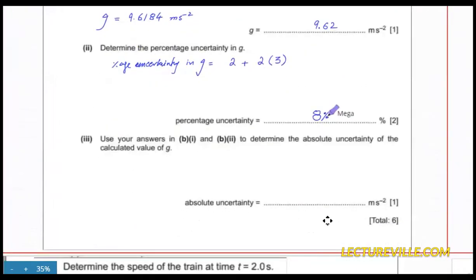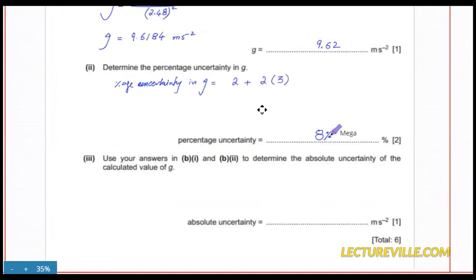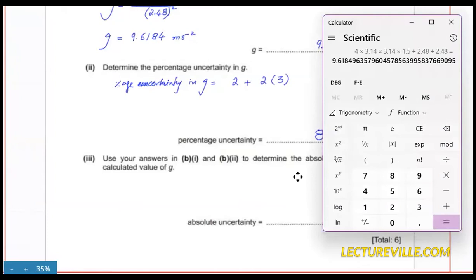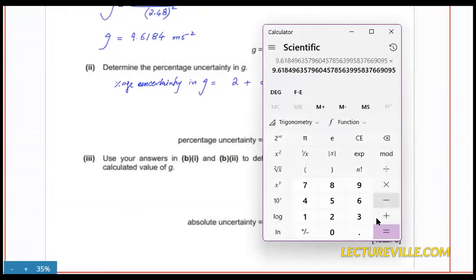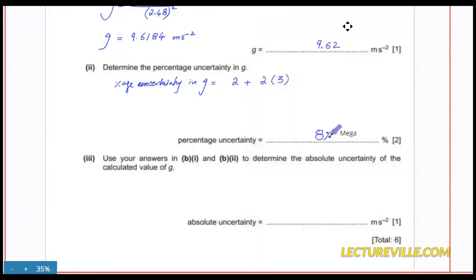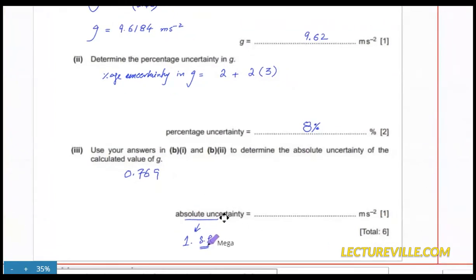Now the examiner is asking for the absolute uncertainty. All we have to do is find 8% of this thing. So I'm bringing my calculator back. Luckily, the answer is still there. I multiply this with 8 and then divide it by 100. So I get 0.769. But remember, absolute uncertainty only has one significant figure. That is the rule for absolute uncertainty. And this was also discussed in the previous lecture that absolute uncertainty should always have one significant figure. So we have to round it off to one significant figure. It will become 0.8. So absolute uncertainty is 0.8.